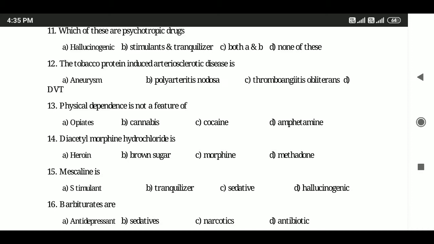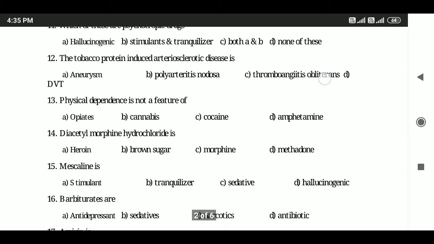Aneurysm is a disease of blood vessels, but not because of tobacco. Polyarteritis nodosa is also a blood vessel disorder, but again not because of tobacco. Thromboangiitis obliterans is commonly considered a disease of blood vessels caused by tobacco protein called nicotine, whereas option D, DVT, that is deep vein thrombosis, is a vein disorder not caused by tobacco. So the right answer is C.